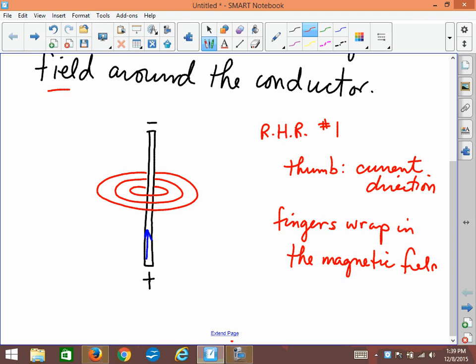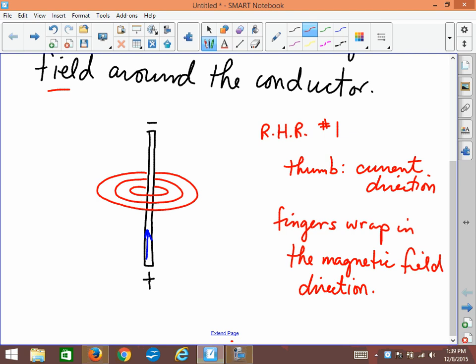Because remember, magnetic fields do have direction. Even though it's hard to visualize anything actually moving along the field, because they don't quite work that way, unlike electrons, which are moving along wires and things, they do have a direction. And that direction can be found with right-hand rule number one.